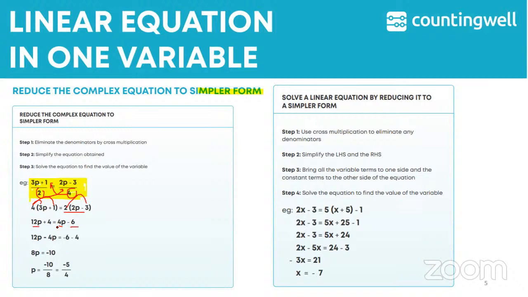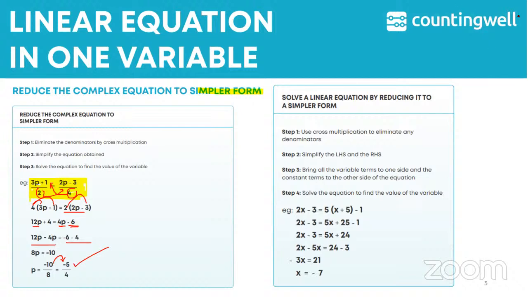So we have to transpose the variables to one side. So we have 12p minus 4p. And on the RHS we have minus 6, and plus 4 will become minus 4 on the RHS. So we have 8p equals minus 10. Therefore p equals minus 10 by 8. Converting this to simpler form means both numerator and denominator should not have any common factor other than 1. So we're dividing the numerator and denominator by 2. So here is the solution of our equation, minus 5 by 4.